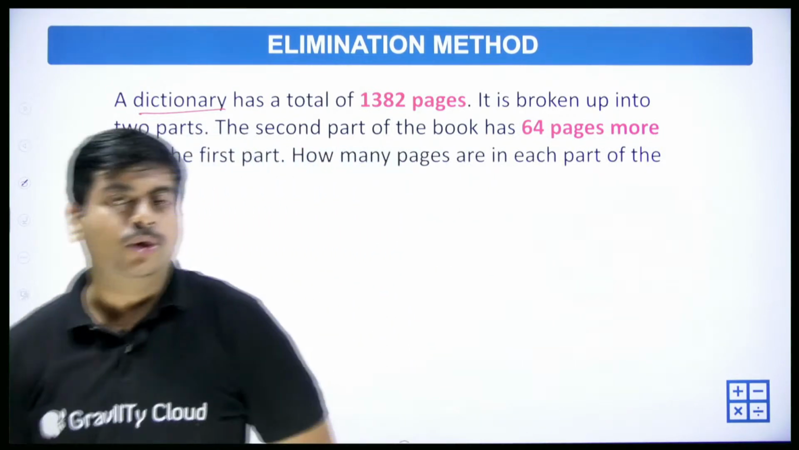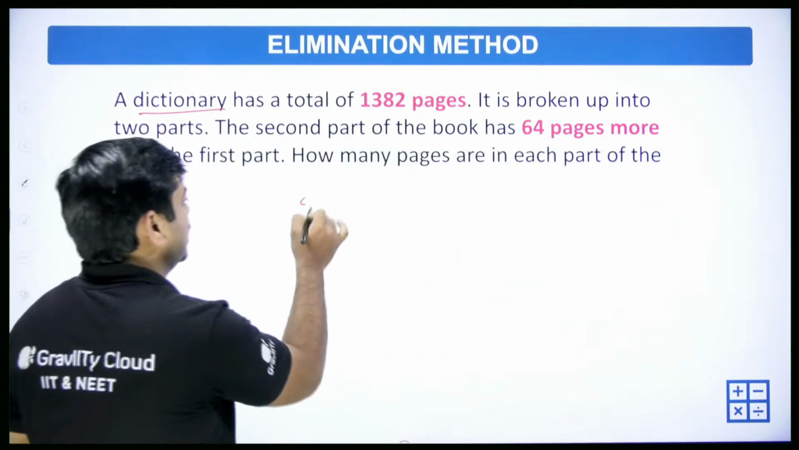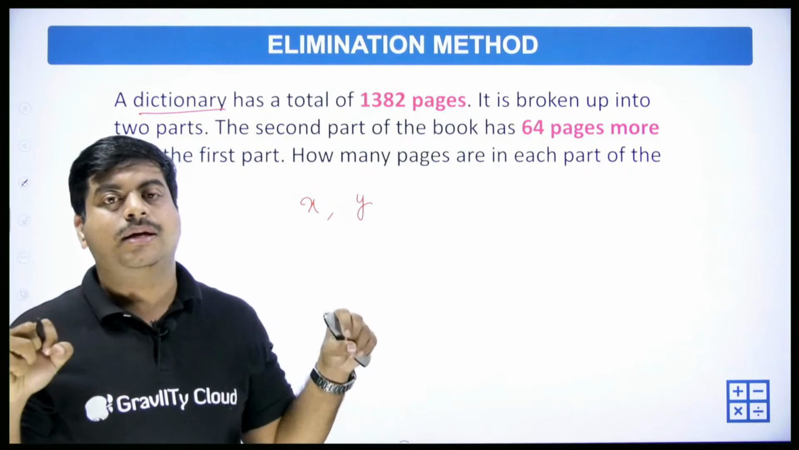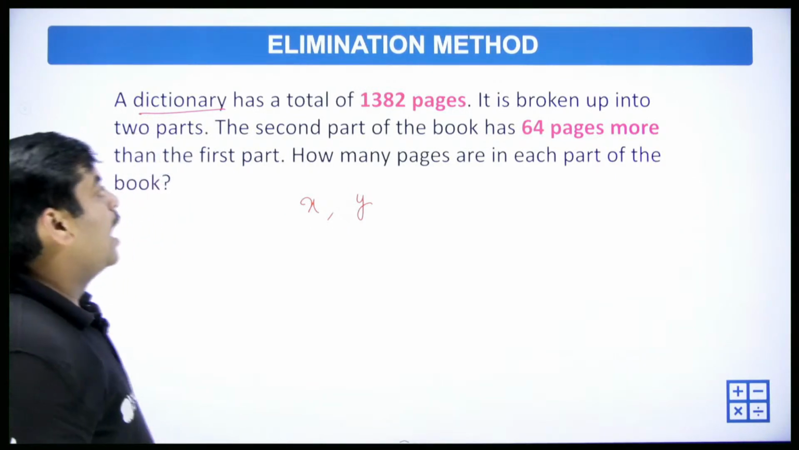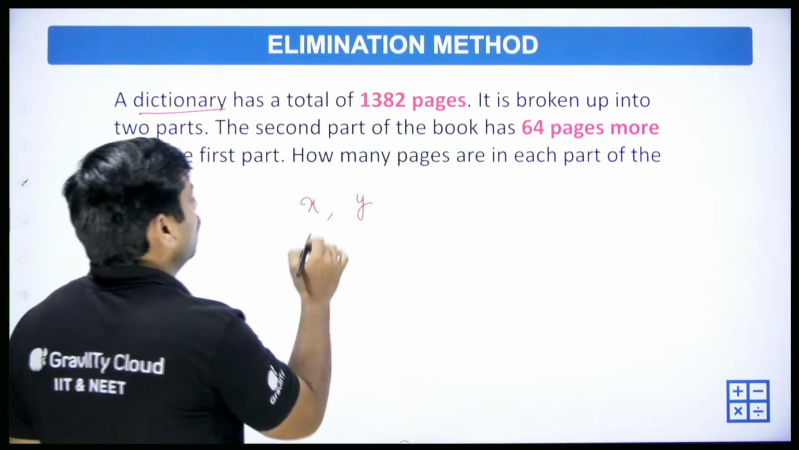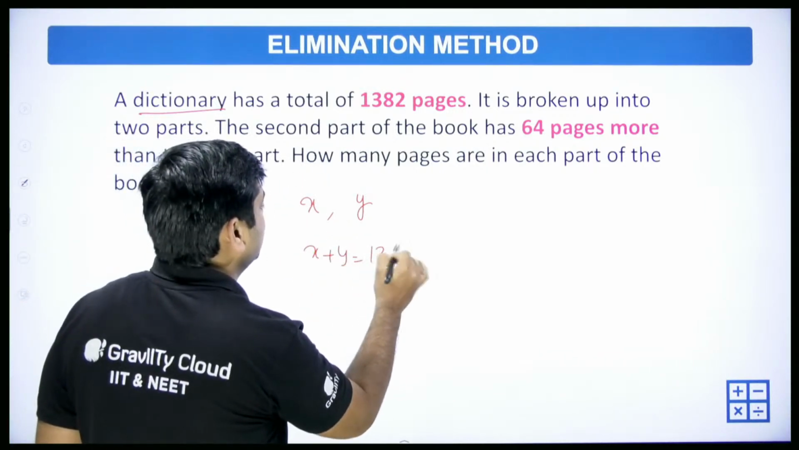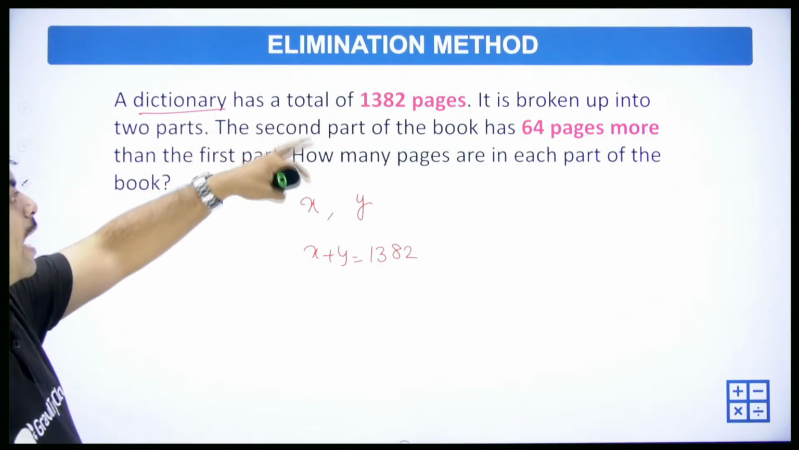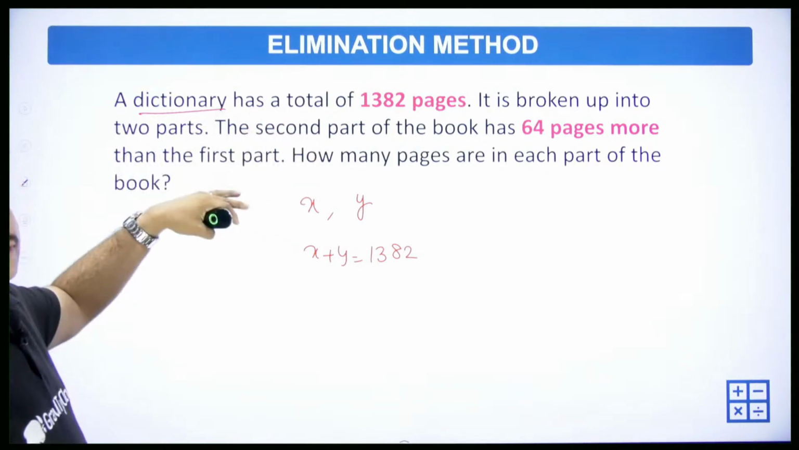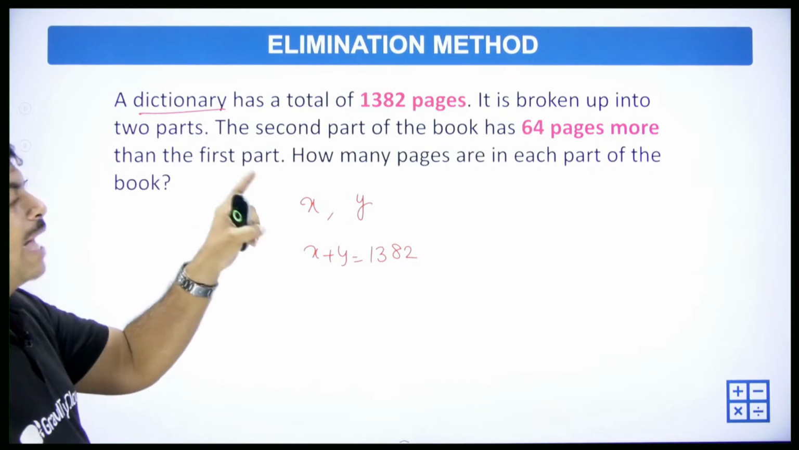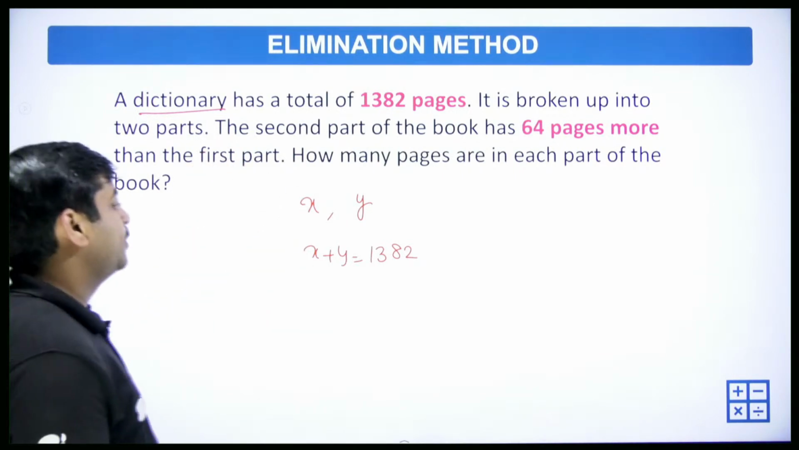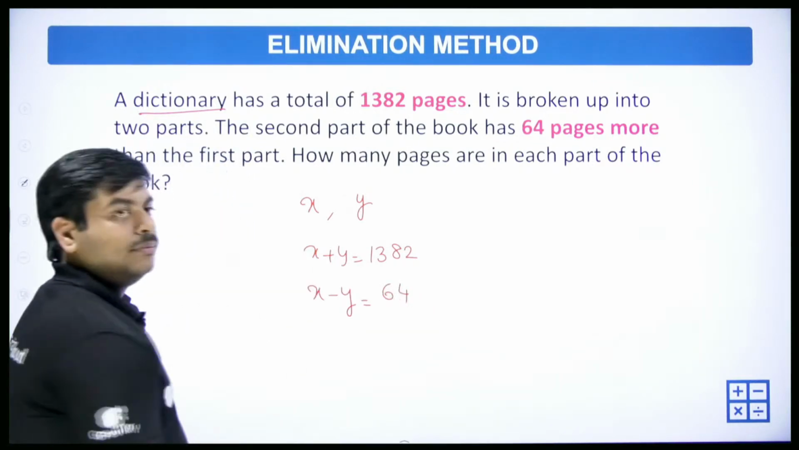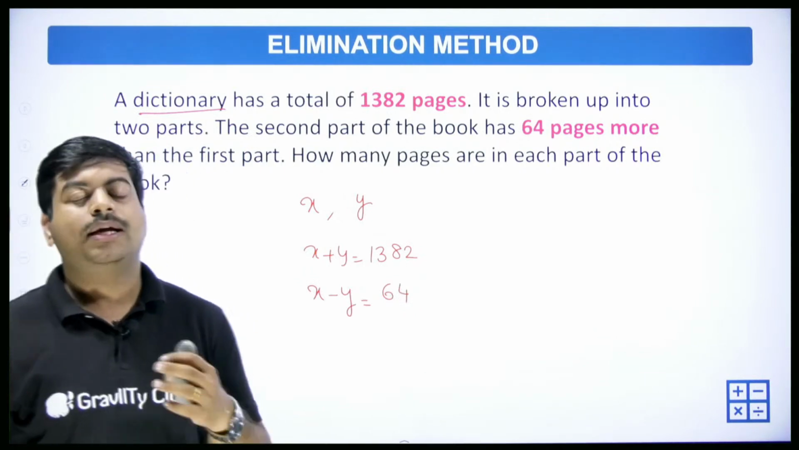So the point is, what are the total number of pages? Let us take the first part as x and the second part of the book as y. The book was torn into two pieces, due to whatever the issues are. The relation given is a total: x plus y is equal to 1382. The second part of the book has 64 pages more than the first part. That means x minus y will give you 64. The difference of the number of pages between these two is 64, right?